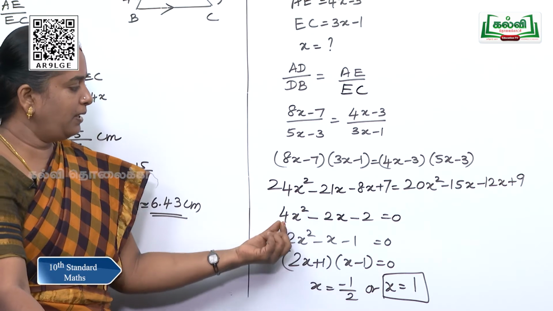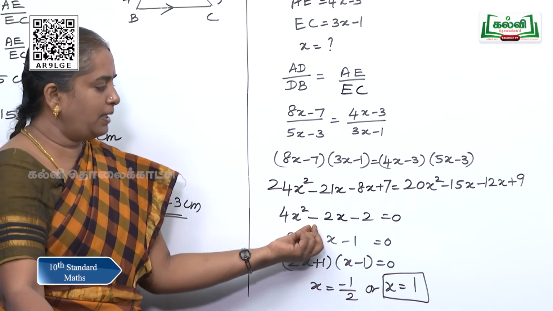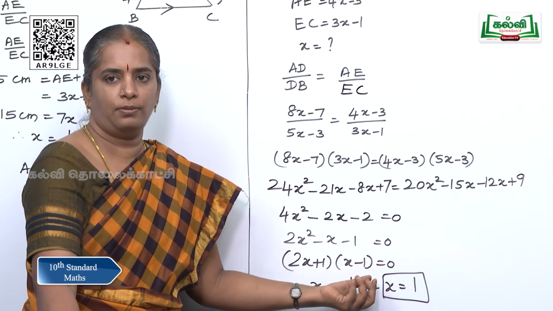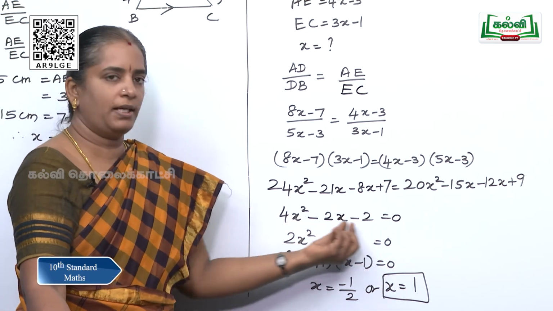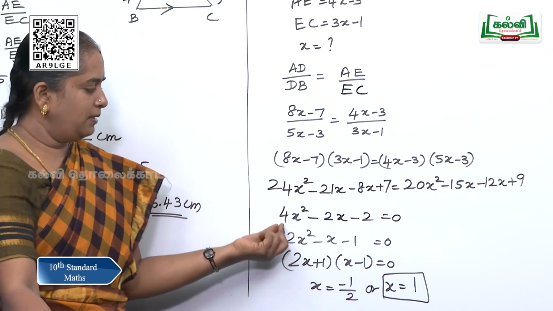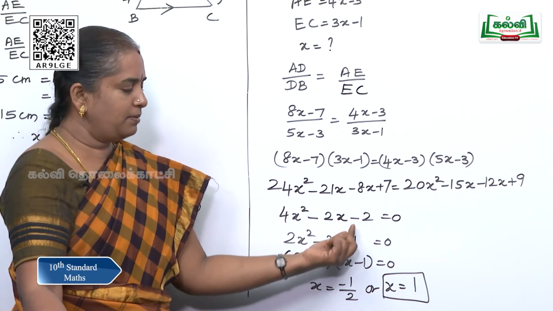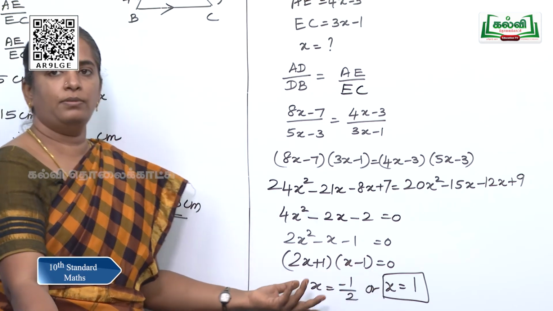Okay. Then simplifying, we will be getting 4x² − 2x − 2 = 0. We can divide this equation on both sides by 2. So, 2x² − 2x − 1 = 0.